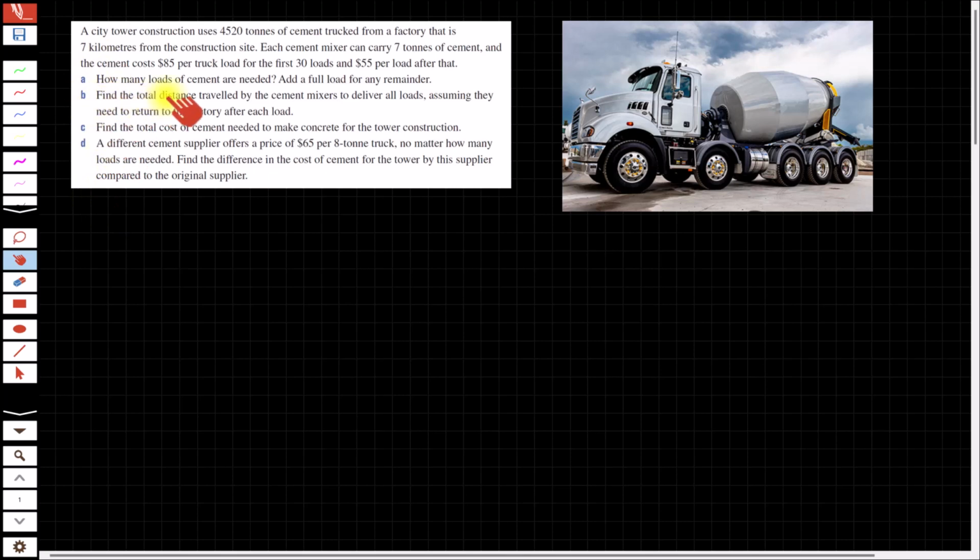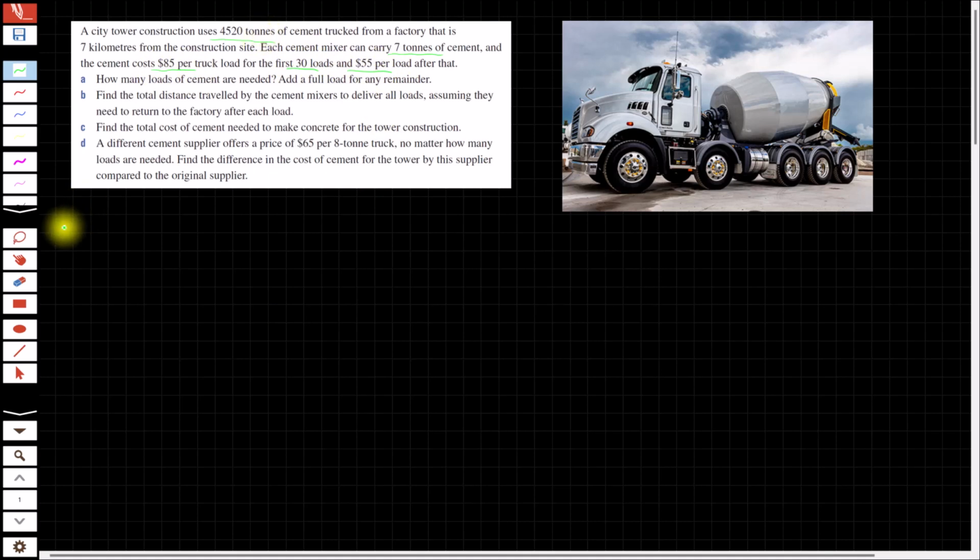How many loads of cement are needed? Add a full load for any remainder. Find the total distance, find the total cost, and find the difference in cost with another supplier. So the first thing we need to do is highlight the important information and pull it out of the problem. We can see 4,520 tonnes, we'll need that number, and these numbers here. So let's pull these numbers out of the problem.